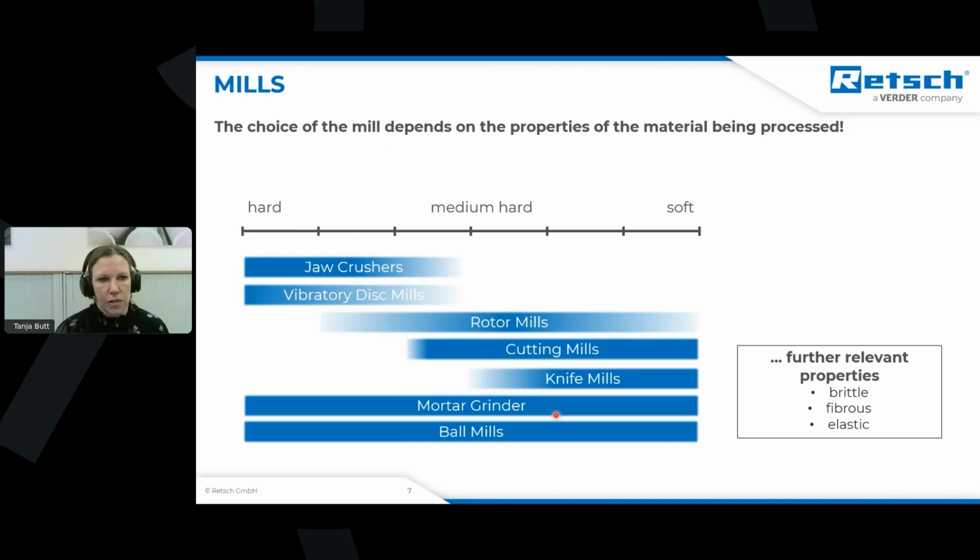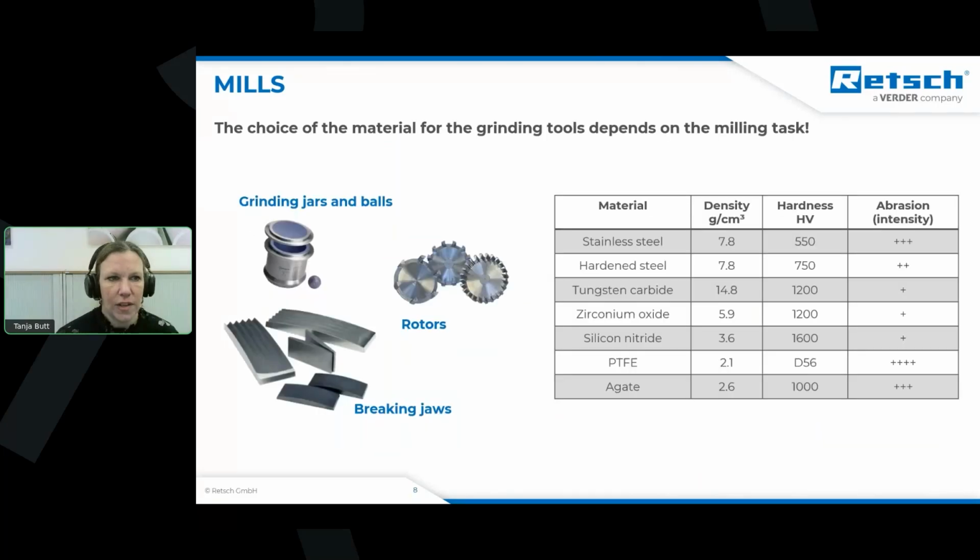So it really needs to be seen what the sample materials are to come to the right machine, and also whether it is elastic, is it sticky, and so on. This needs to be taken into account. The mills, we also can use different grinding tools.